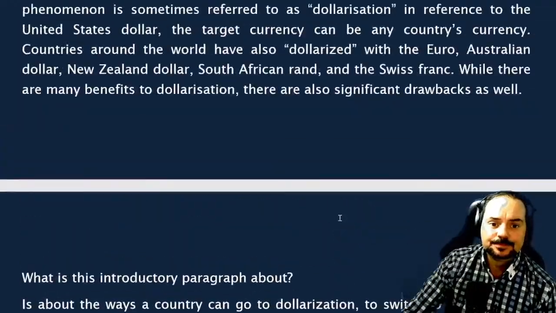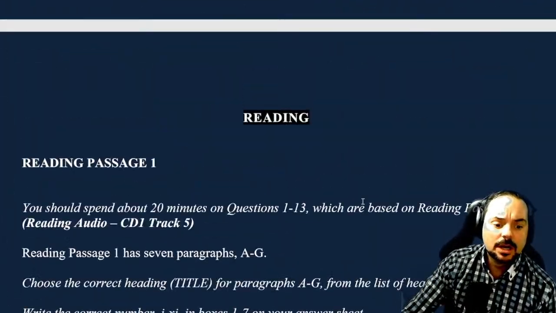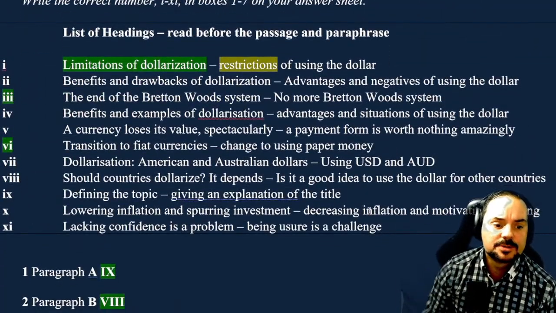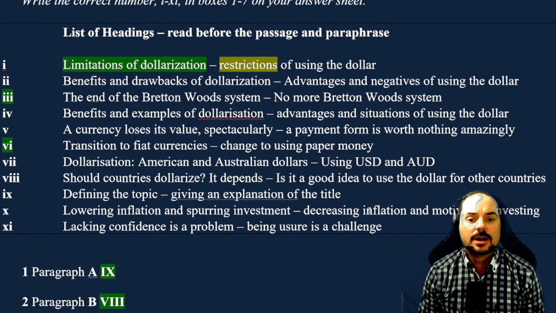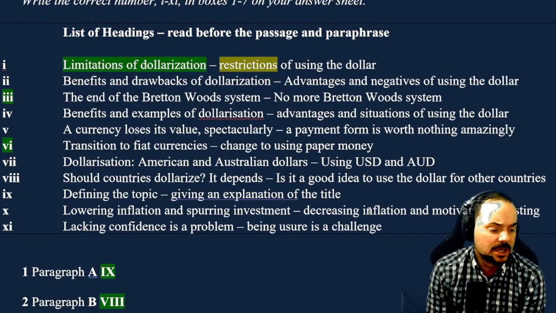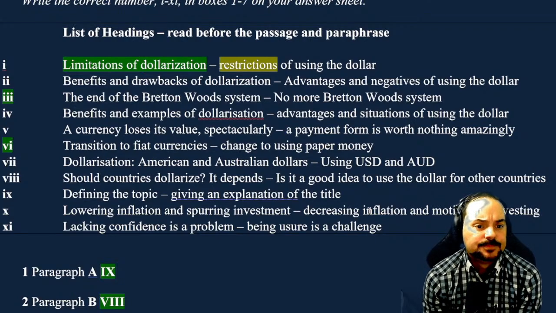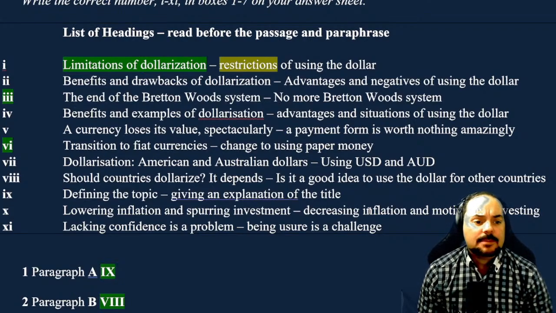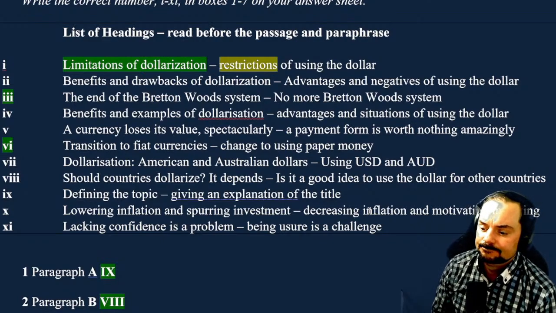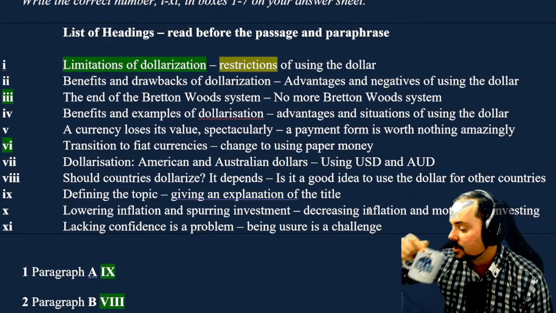Which one is it? So here we go. Which one of those matches the closest with the drawbacks of dollarization? So drawbacks with examples. Which one is the closest match?